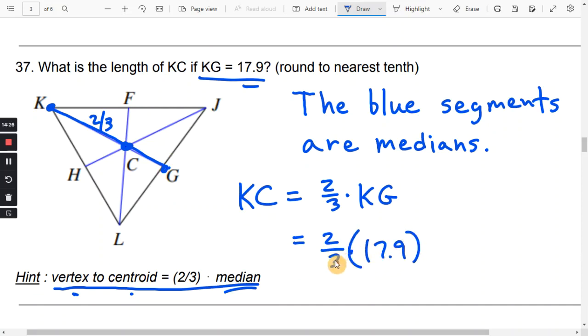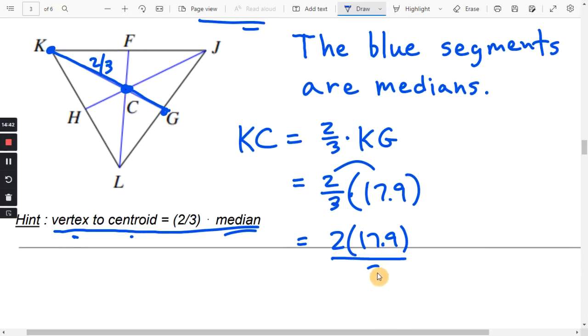Now, if you know how to do fractions on the calculator, that's great. If not, what you're going to do is 2 times 17.9 on the calculator. And then for the final step, you're dividing by 3. So you just do that on the calculator. 2 times 17.9 divided by 3. And I get 11.933 repeating.